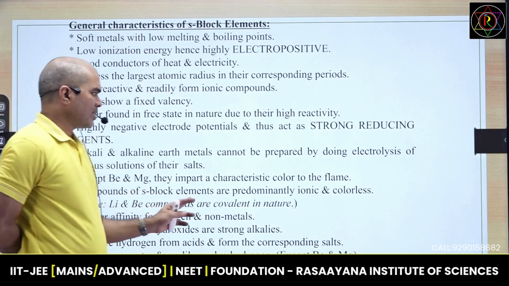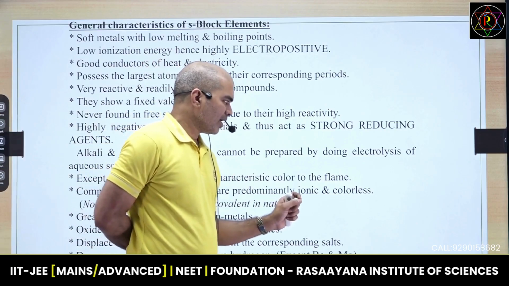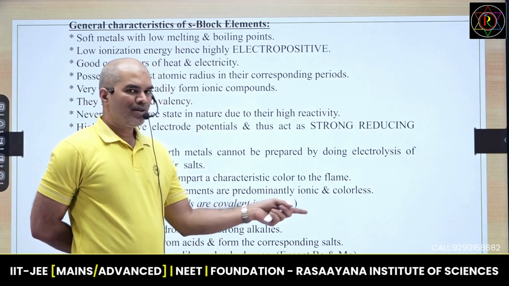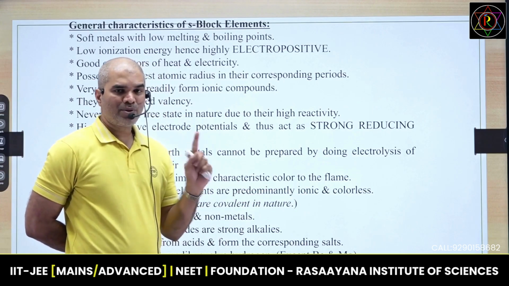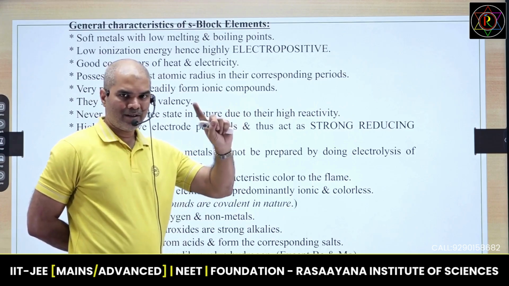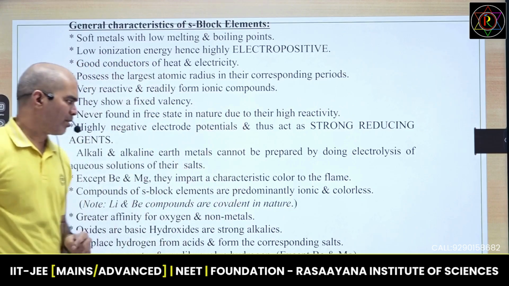Compounds of S block elements are predominantly ionic, and according to Fajans, we will come to know, most of the ionic compounds are colorless. Not all, most of the ionic compounds are colorless. Most of the covalent compounds will be colored. Not all, most of the covalent compounds will be colored.